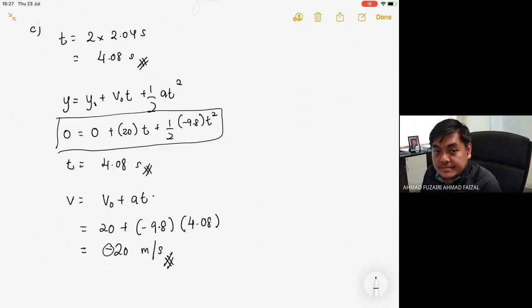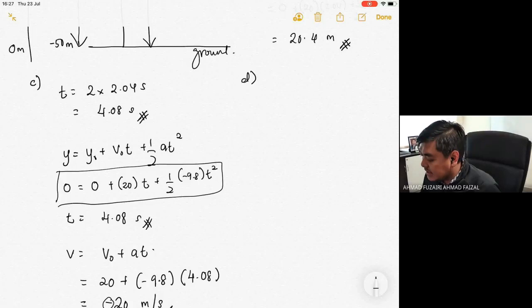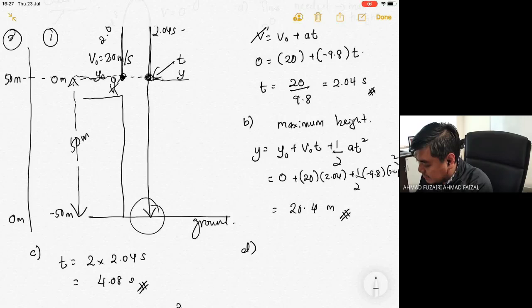And about part D? Time needed for the ball to reach the ground. Again, where is the ground? Here, so that is the ground. According to my sketch, the ball will leave at y equals zero, and this one should be the height of y naught, and this one should be the height of y. So in my reference, y naught is zero and y is negative 50.